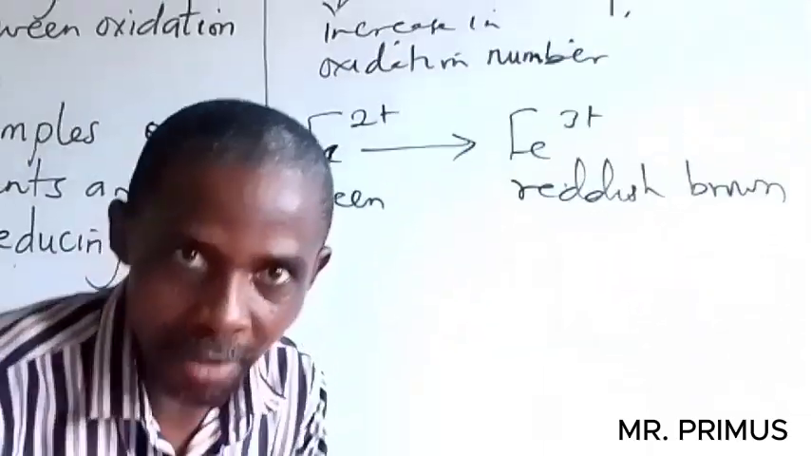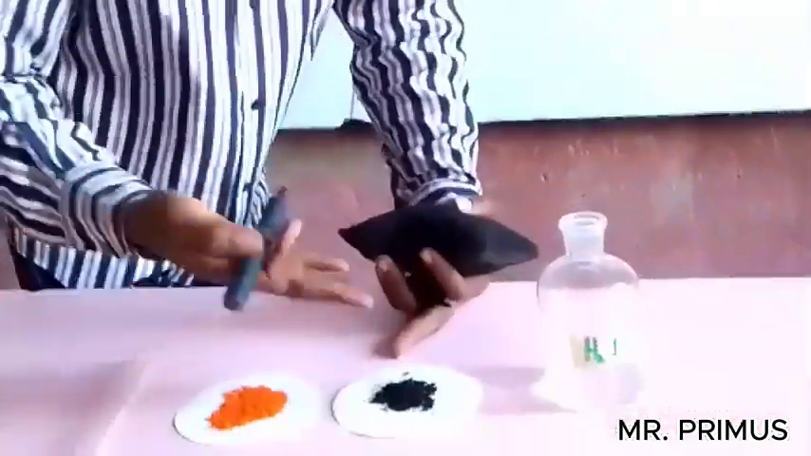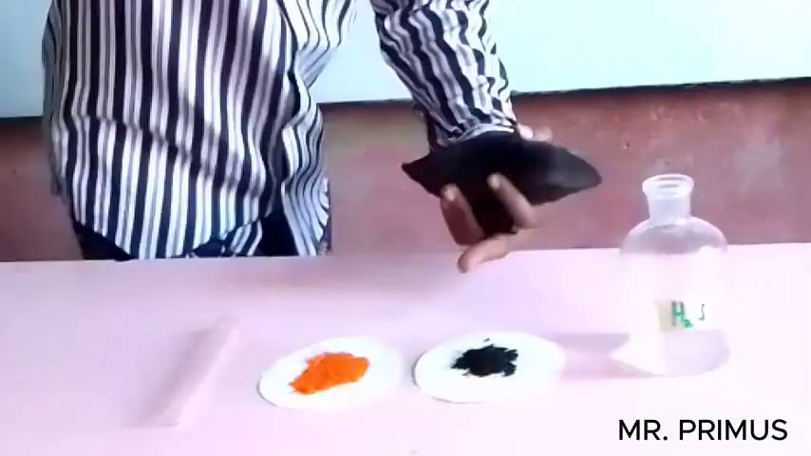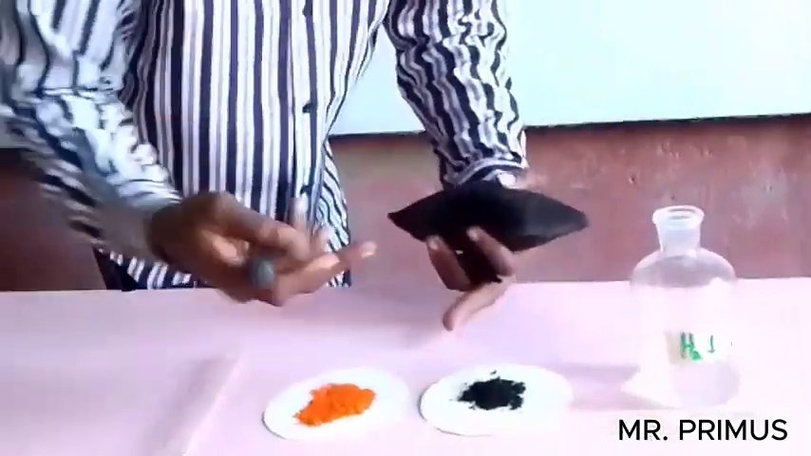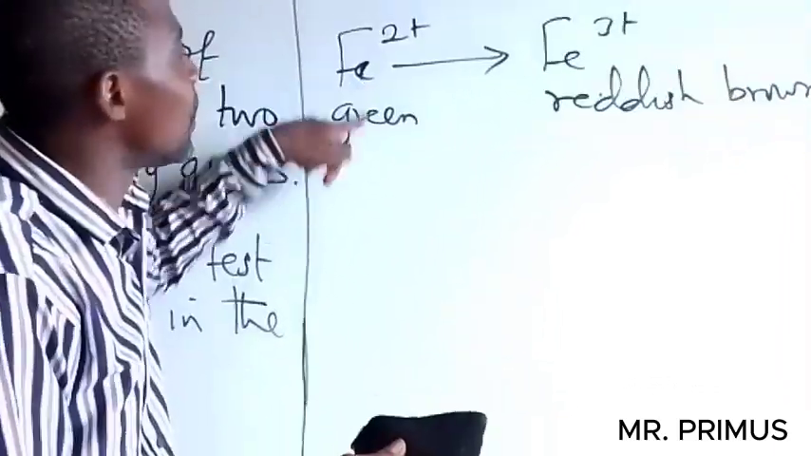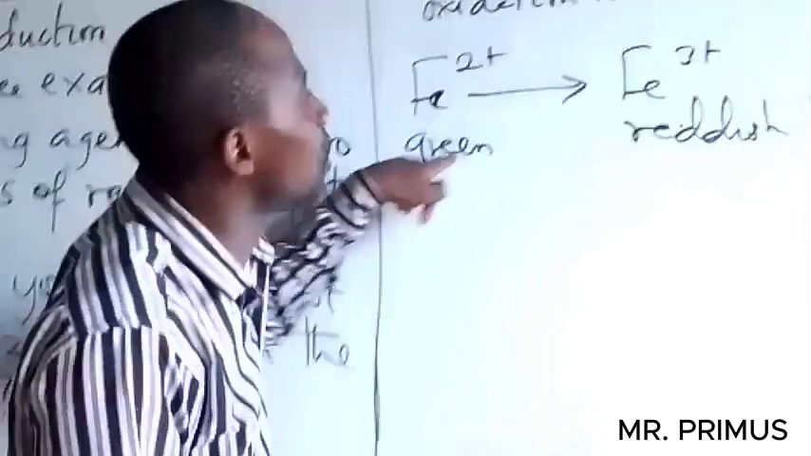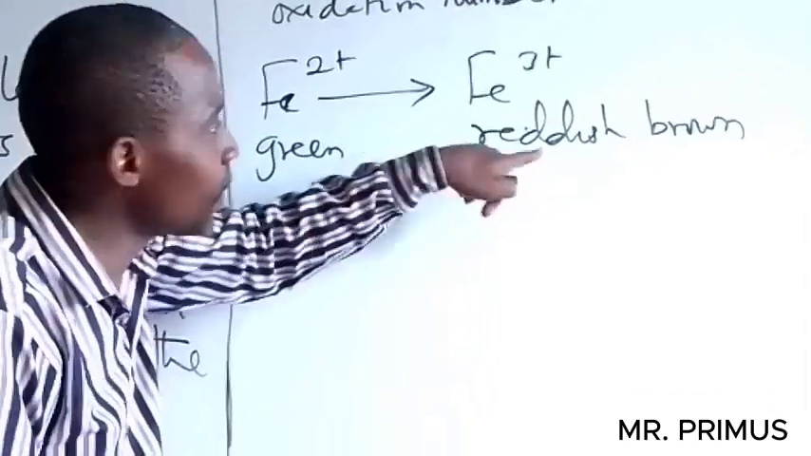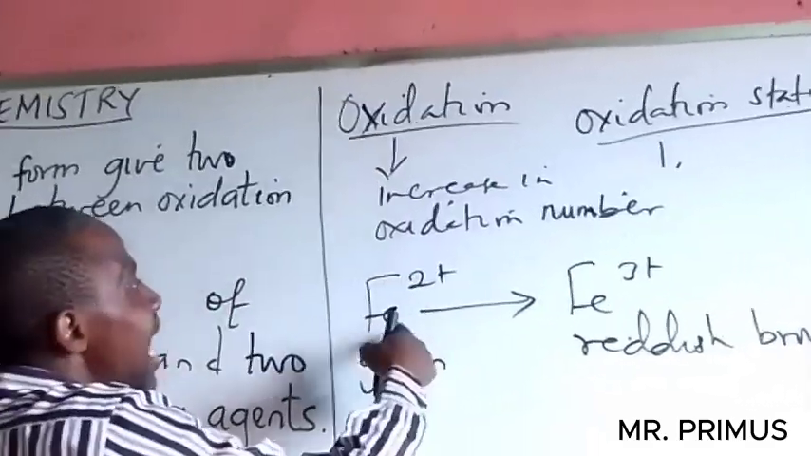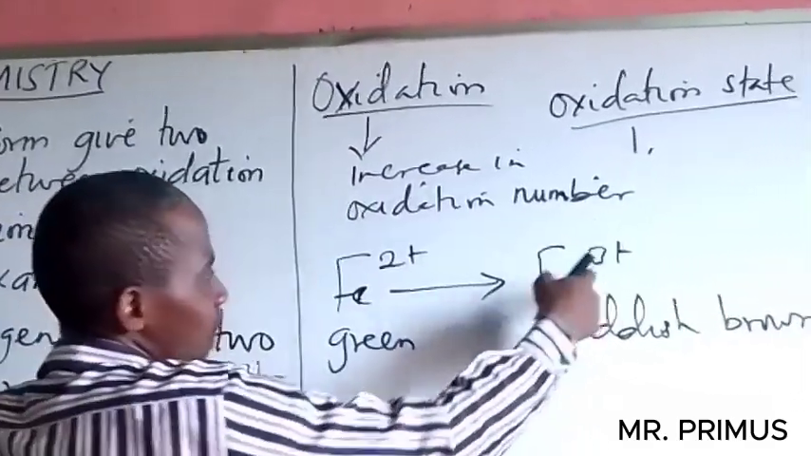These salts you have here are oxidizing agents. When you dissolve them in water, add concentrated acid to activate it, then you add it to any salt that contains this iron(II), it will change the color from green to reddish brown. That is what the oxidizing agents will do. Now, that is oxidation as I've explained it in terms of increase in oxidation state.